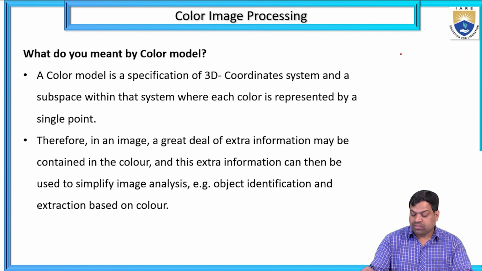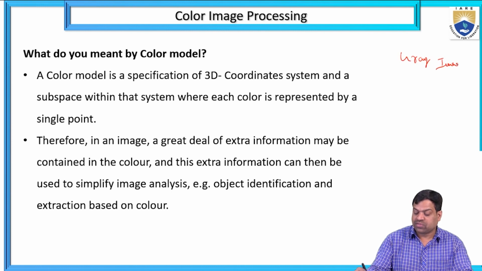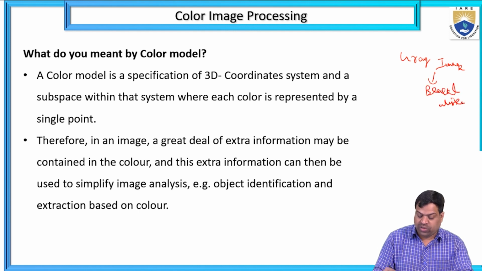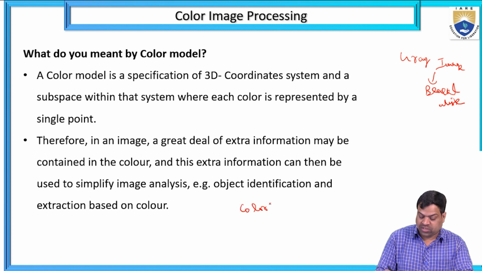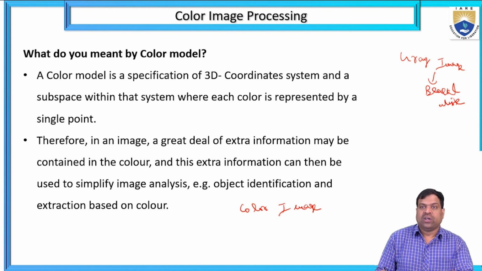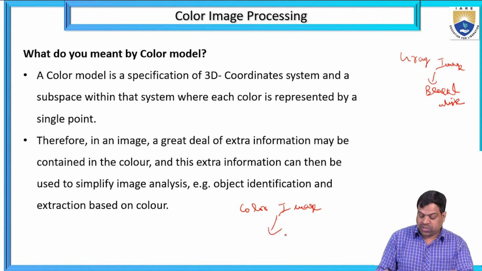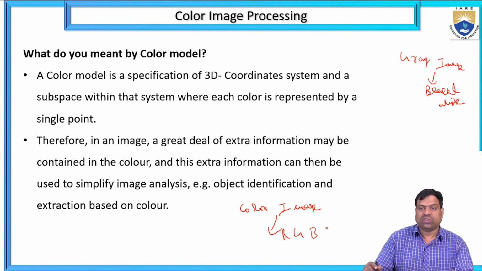In the previous lecture we discussed gray images. Gray images means black and white. But now we are discussing color images. Most color images are used in 3D artistic work and the like. But a color image is nothing but in the form of red, green, blue, the majority of them.